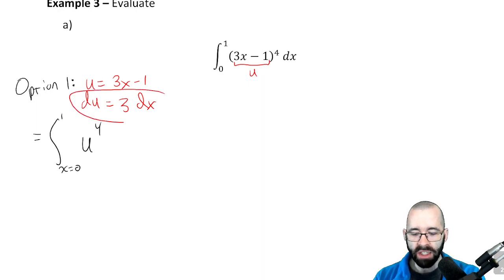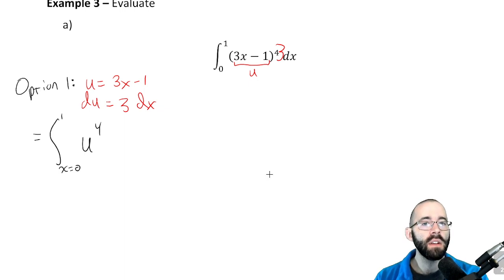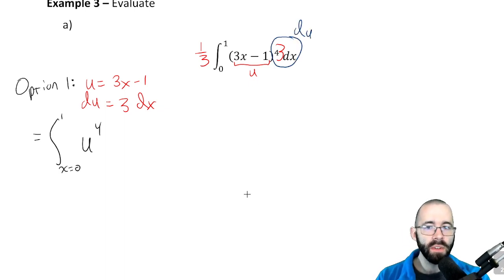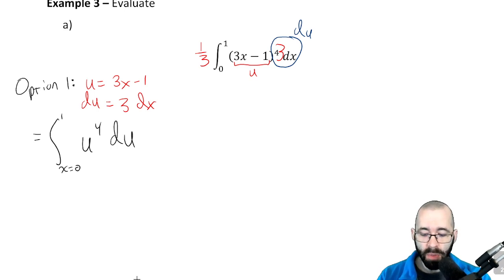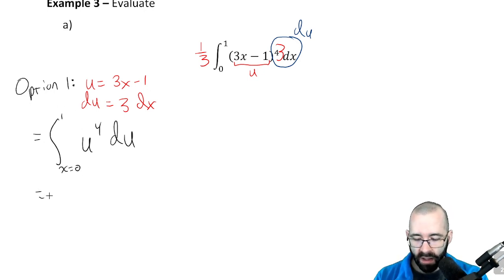Oh, and dx can become du if it had a 3. So let's give it a 3. We multiply by 3, we need to divide by 3. And now this right here is just du. In option 2, we'd be in a very similar spot, but we would also convert these to u's. All right, now we take the antiderivative, add an exponent, divide by that exponent. And again, we're evaluating between x equals 0 and 1.